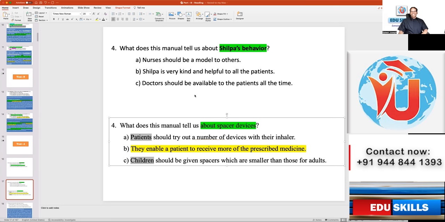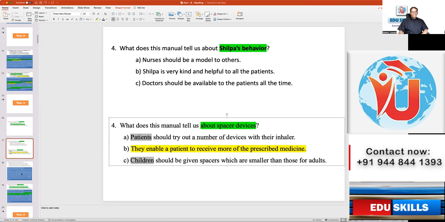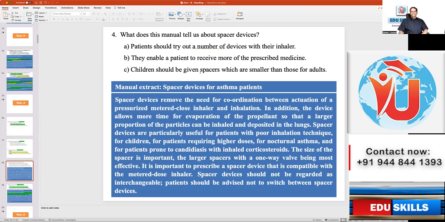Very clear. It's clear. Wonder there is no paragraph. No, that's why I just stop. Yeah. Now you see, this is the paragraph. Now read the paragraph. What does this manual tell us about spacer devices?